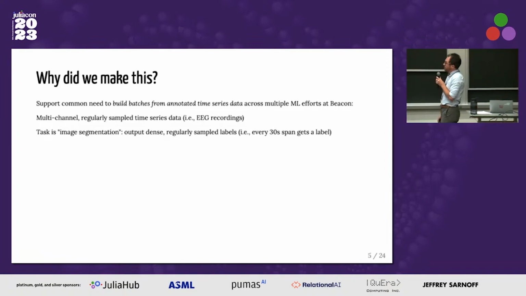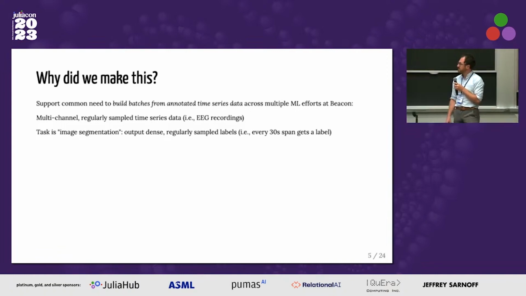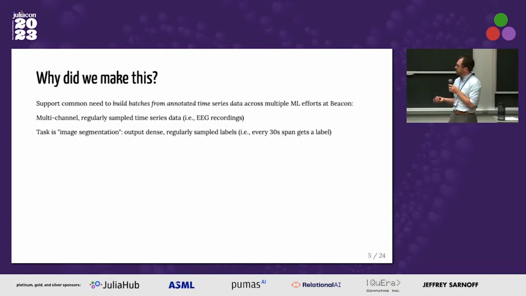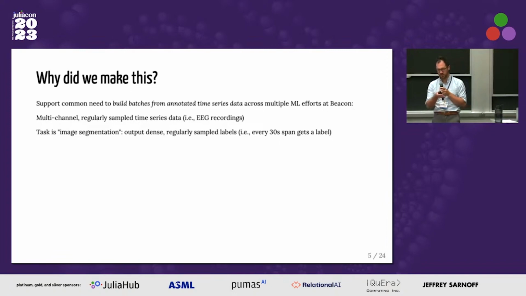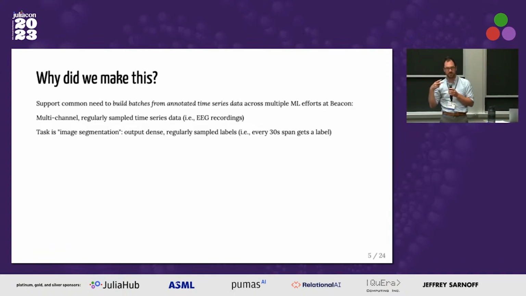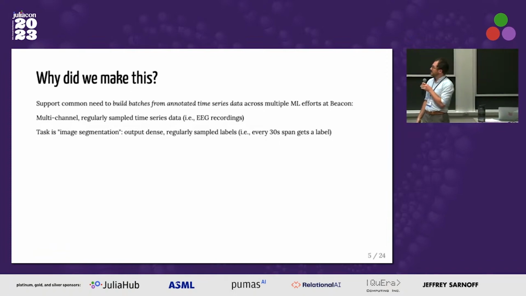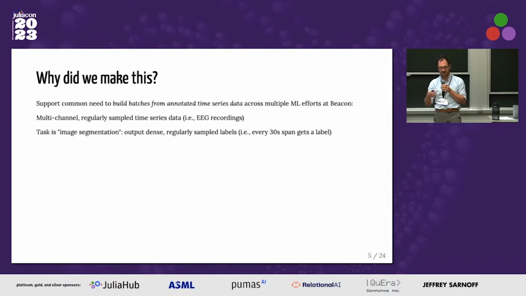The input data into these models is multi-channel, regularly sampled time series data. Something like an EEG recording that's sampled at 128 samples every second, with a couple of electrodes on the scalp that are all sampling in parallel. The machine learning tasks we're talking about here are image segmentation style tasks where the target is a dense series of labels. Say every 30 seconds of the data, you need to assign a label to it.